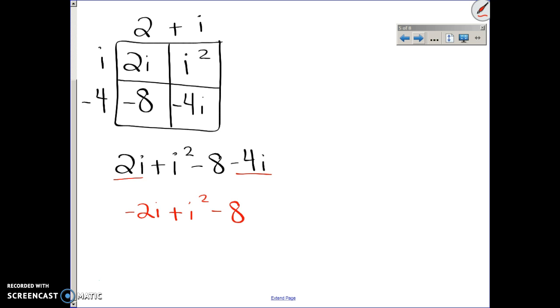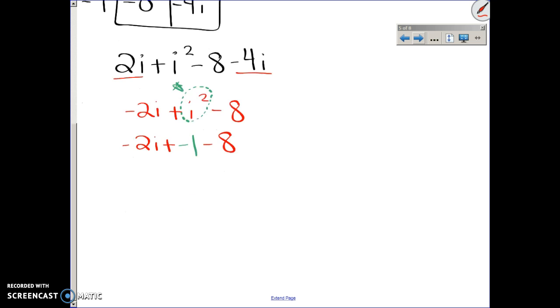Okay, so normally I would stop there because technically those aren't like terms. However, we've been learning this guy is our big troublesome. i squared has to change to negative 1. Again, everything else is going to stay the same. Okay, so all I've done is replace or substitute i squared with negative 1.